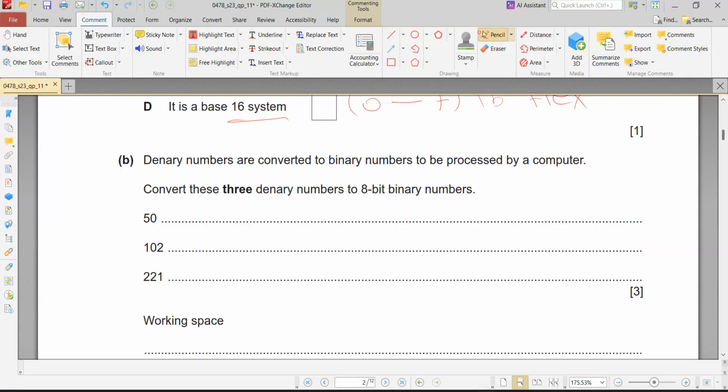Going to the next question, denary numbers are converted to binary numbers to be processed by the computer. He said convert the 3 denary numbers to 8-bit binary, and you must show your work and give your final answer in here. To do this, I'm going to start with my work area down here.